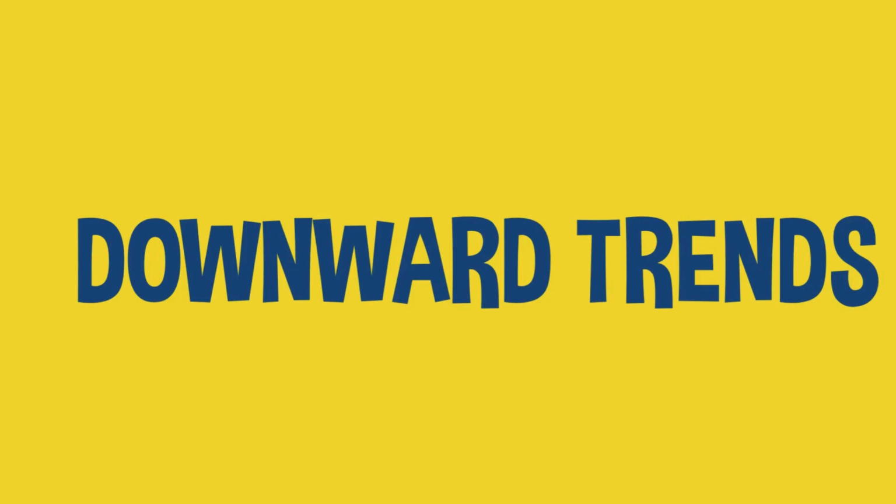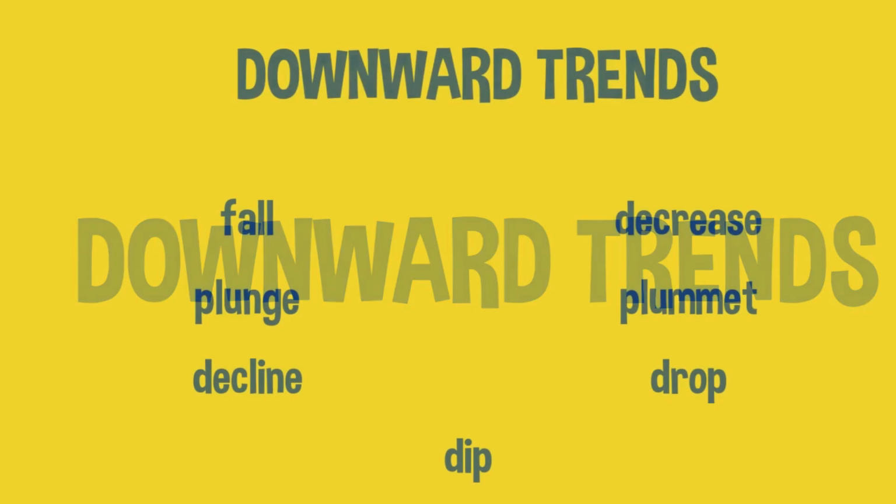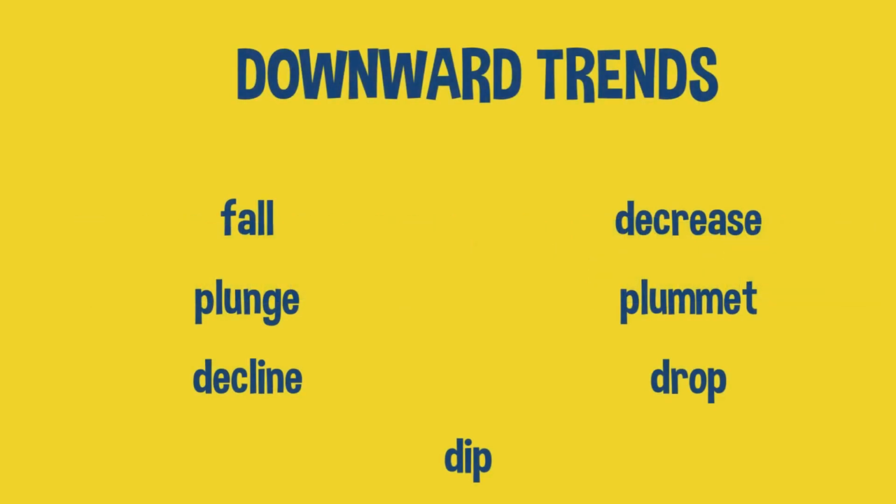In this lecture, we're going to look at vocabulary connected with downward trends. And here are your 7 words: fall, decrease, plunge, plummet, decline, drop, and dip.